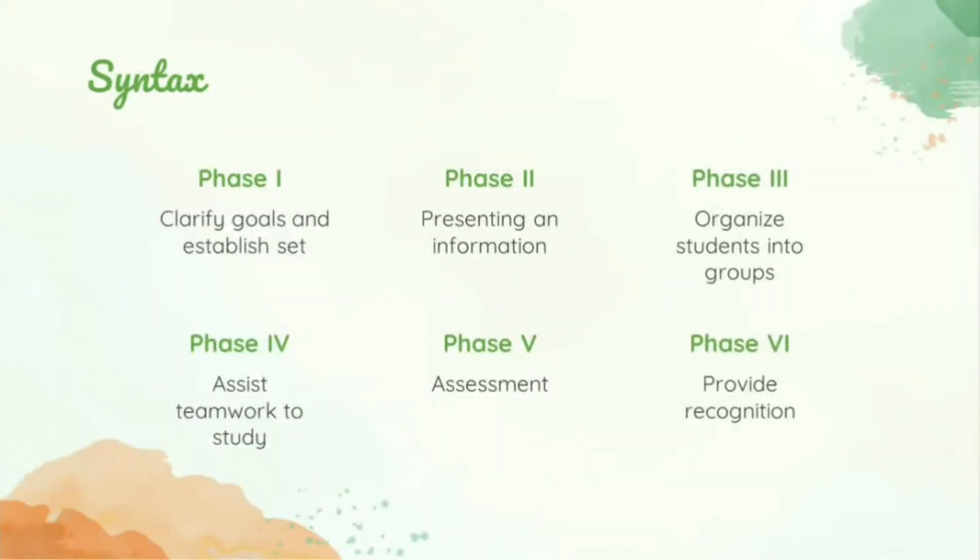Next, the syntax of cooperative learning. This is the syntax of cooperative learning. This syntax must be followed if you want to carry out cooperative learning so as to produce the desired impact. There are 6 phases. The first phase is clarify goals and establish set.